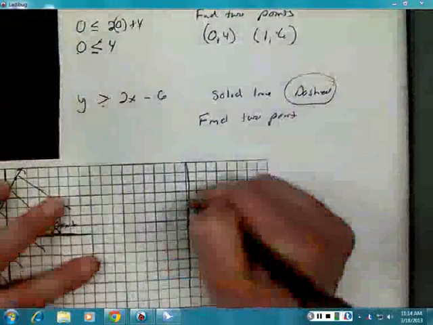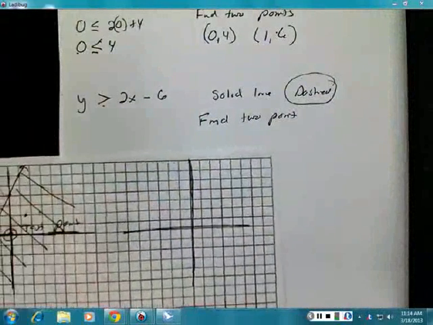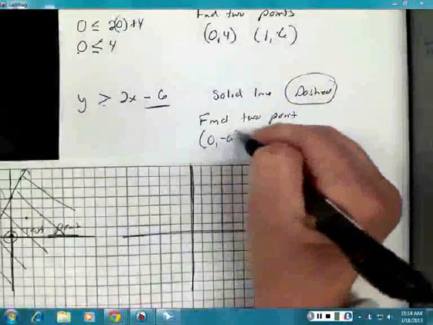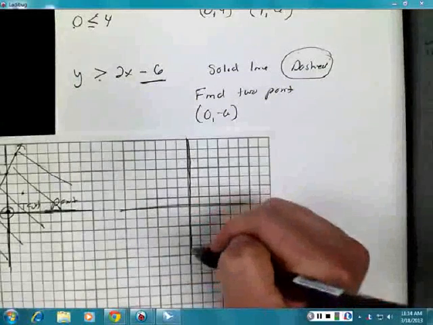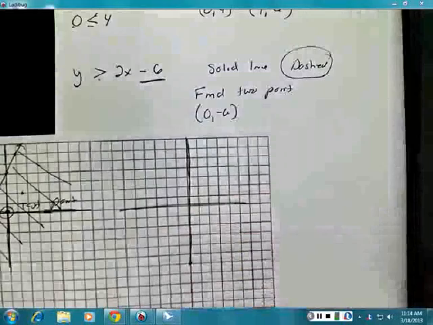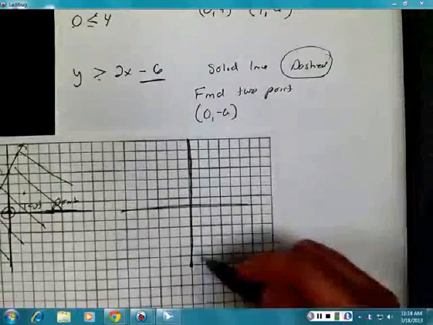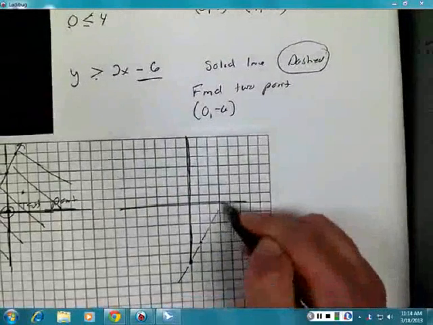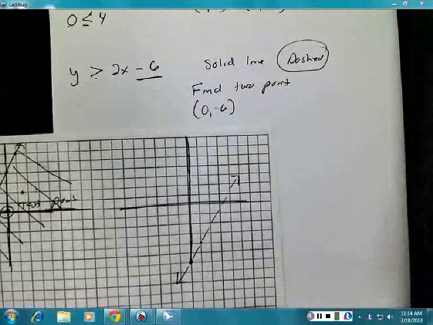But if I look at this and I find 2 points, my easiest way to find 2 points is to look at what I have. So I know I have an intercept. Use it to my advantage. So that means I'm going to be down 6. So I'm down 6. What's my slope tell me to do? We're up 2 over 1. And my line is dashed because it's not included.